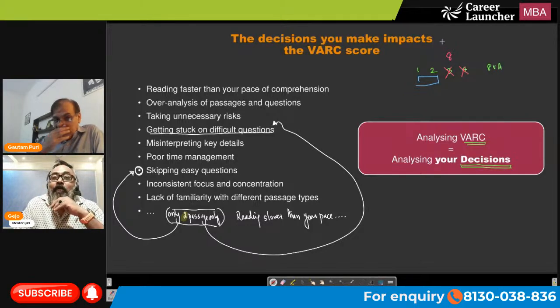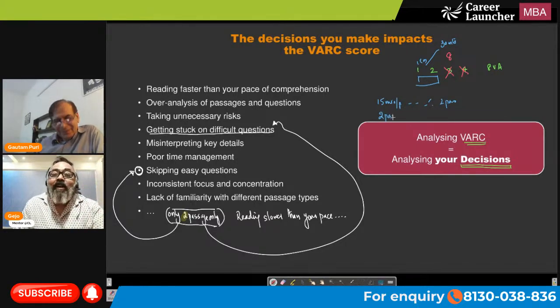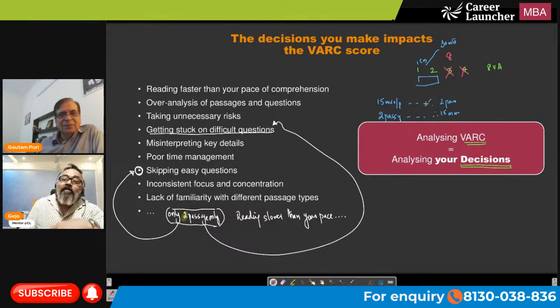Eventually what happens, you end up spending about 30 minutes here, so you end up spending 15 minutes per passage. GP, बहुत सारे लोग बोलते हैं I spend 15 minutes per passage, therefore I can only solve 2 passages. Actually उल्टा है. You decided to solve 2 passages, so you've decided to spend 15 minutes per passage. I think we'll get into this detailed discussion immediately. So every single decision makes a difference.